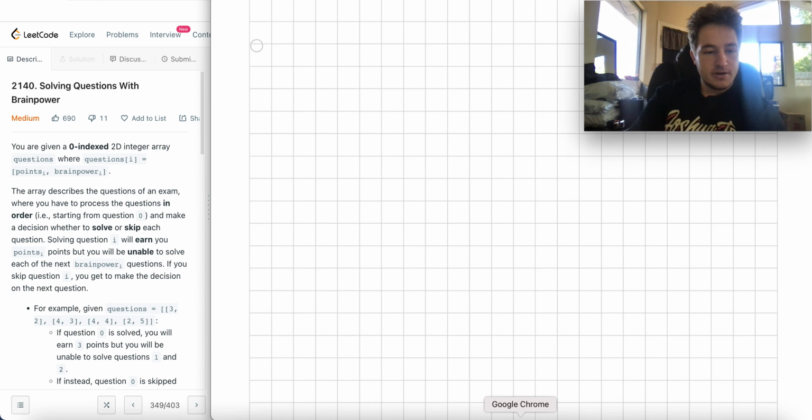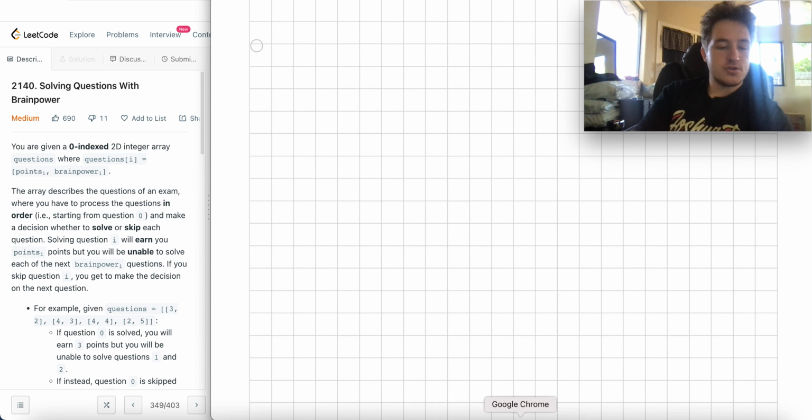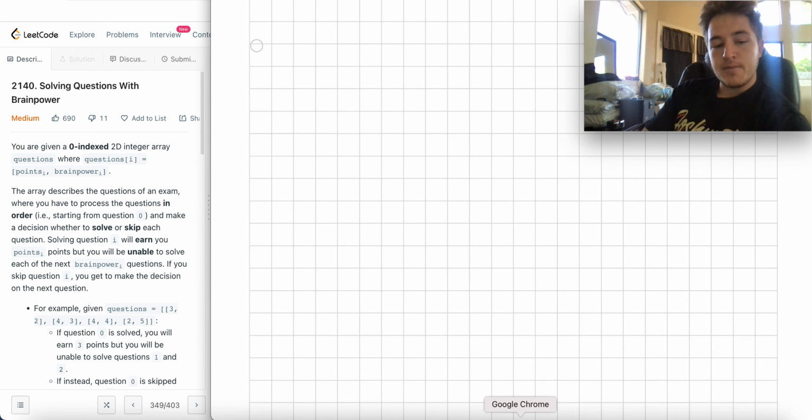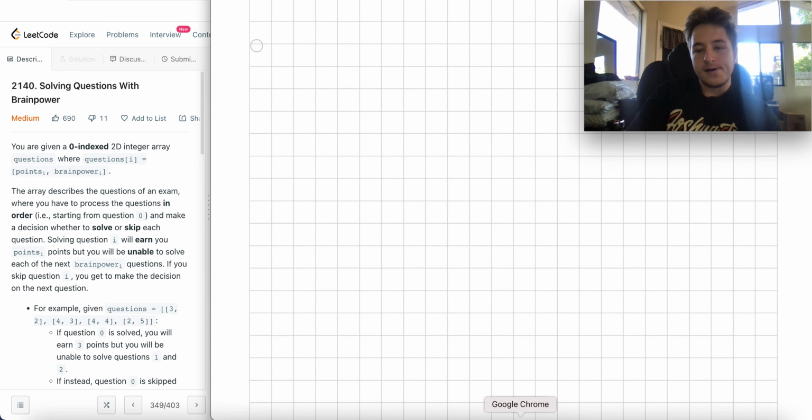So you're given a zero-indexed 2D integer array questions, where questions[i] has points and brainpower. The array describes the questions of an exam, where you have to process the questions in order, starting from question 0, and make a decision whether to solve or skip each question. Solving question i will earn you points[i], but you will be unable to solve each of the next brainpower[i] questions. Okay, interesting.